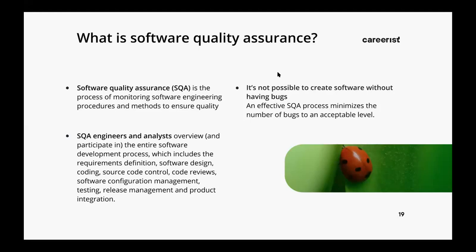Now, another thing, guys. Software quality assurance engineers and analysts oversee and participate in the entire software development process, which includes requirement definition, software design, coding, source code control, code reviews, software configuration management, testing. By the way, the funny thing is this paragraph is not true. This paragraph is actually incorrect, because quality assurance engineers do not participate in most of those things. They only participate in things that are happening after developers deliver all those things.